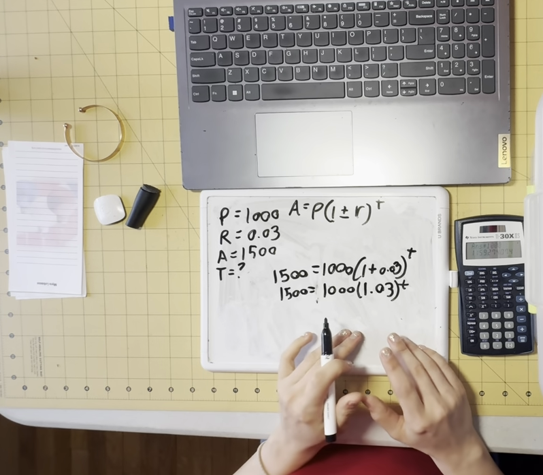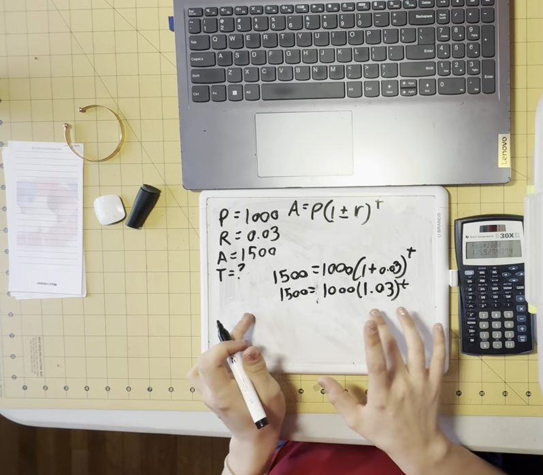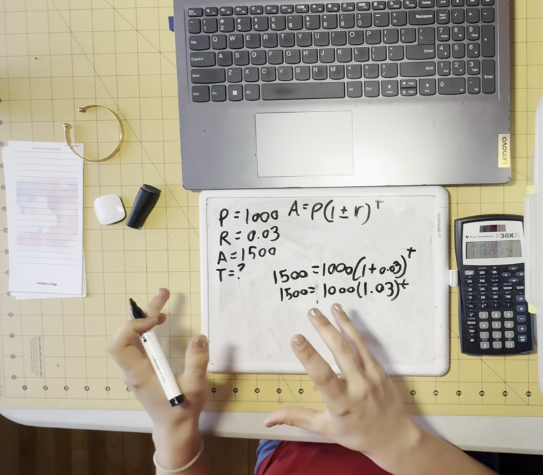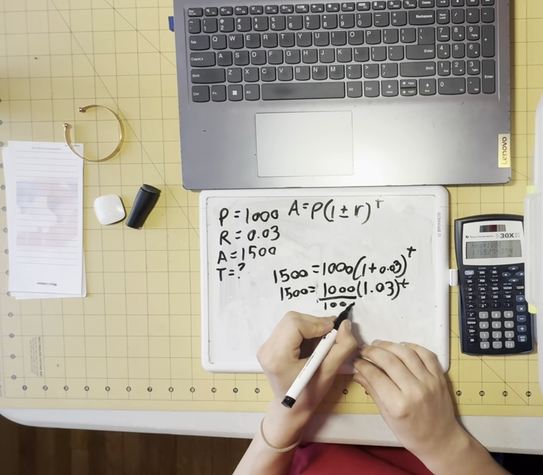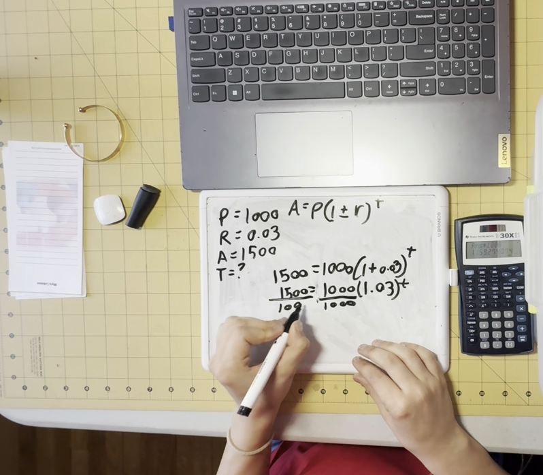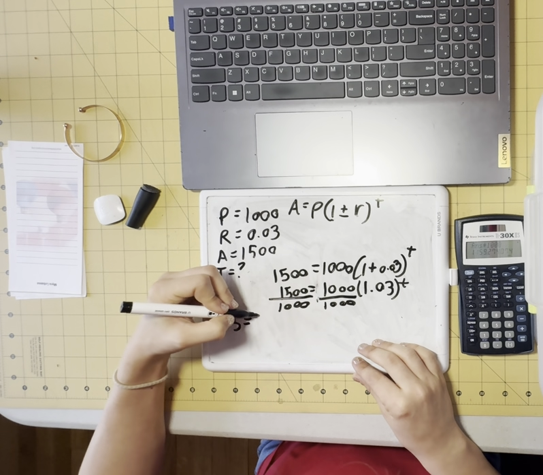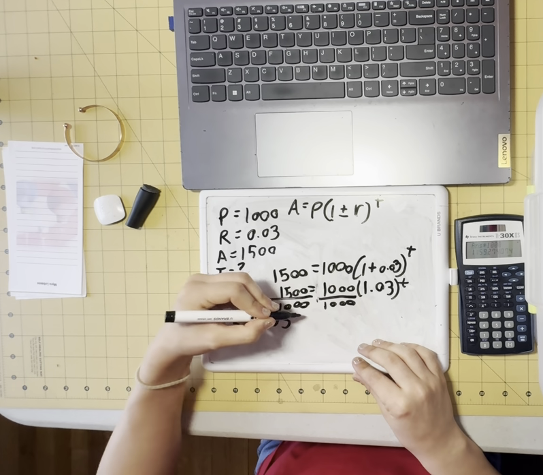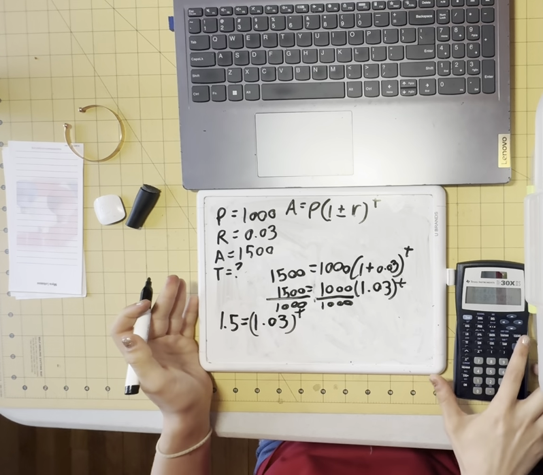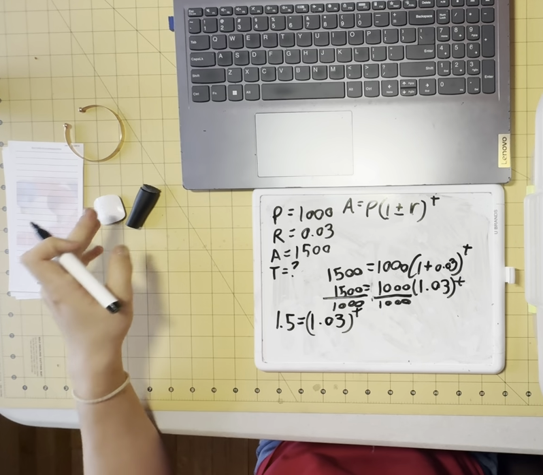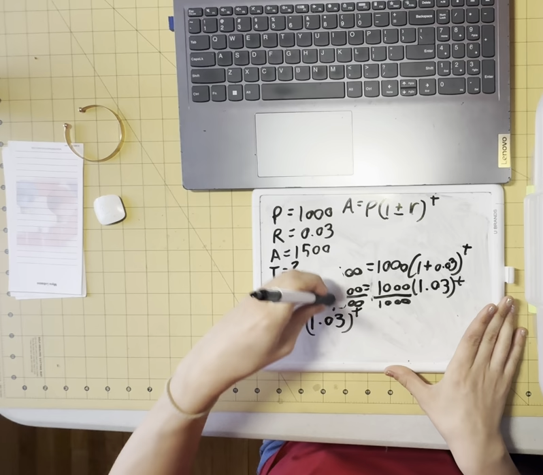Now, I don't know how familiar you guys are with logs, but we'll get to logs in a second. I want to simplify as much as I can. I want to get T on its own as closely as I can. So what I'm going to do is divide by 1,000 first. So then I'm going to get 1.5 is equal to 1.03 to the power of T. Now, I don't know how familiar you are with logs, but you're going to have to get familiar with them, so I apologize. I'm going to erase this just so we have a bit more space.